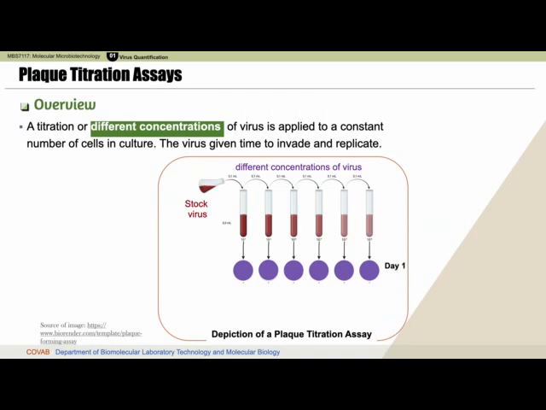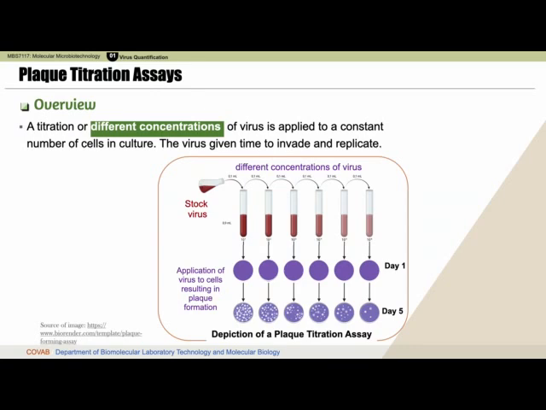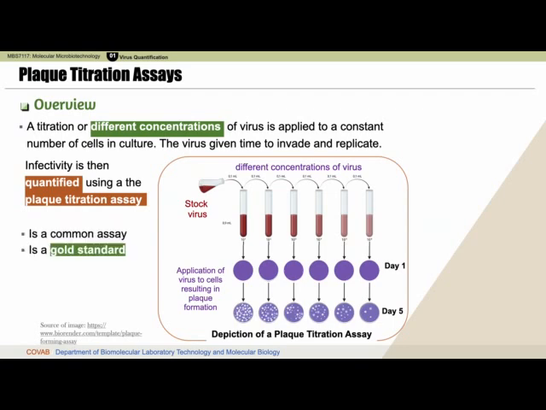After applying the virus, it is given time to invade and replicate. And after some time, this is what we are going to see. This would be perhaps around day 5, where we note that the application of virus to the cells results in plaque formation, and we can quantify the plaques. So back to our definition. Infectivity is then quantified using the plaque titration assay. It's noted that the plaque titration assay is common and it's a gold standard.